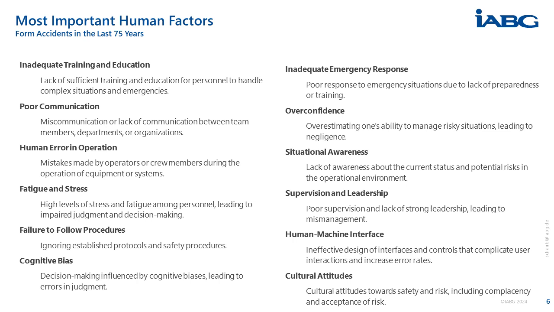Cognitive bias. Decision-making influenced by cognitive biases can lead to errors in judgment. These biases, such as overconfidence or confirmation bias, can distort reality and result in poor decisions. Awareness and training on cognitive biases can help in reducing their impact.